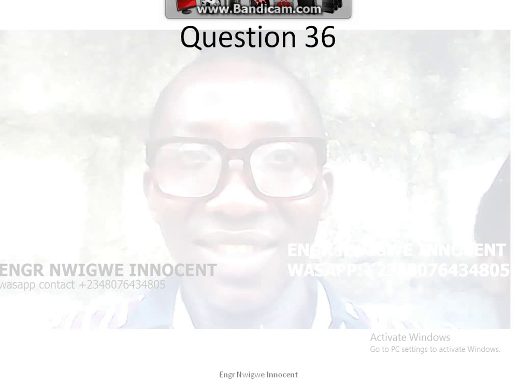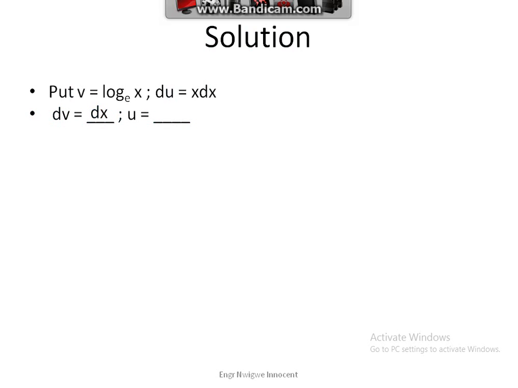Question 36. Evaluate the integral of s log to the base e of s ds. Solution. Put v equals log to the base e of s and du is equal to s ds. The dv over ds is equal to 1 over s. Therefore, dv is equal to ds over s. The integration of du equals s ds gives u equals s squared over 2.